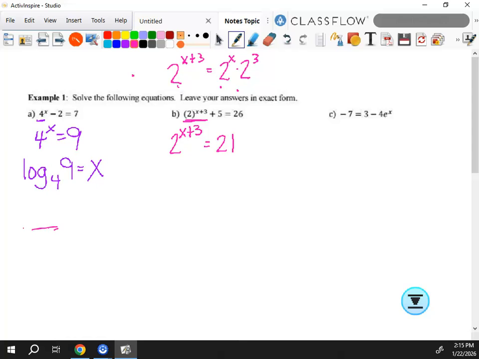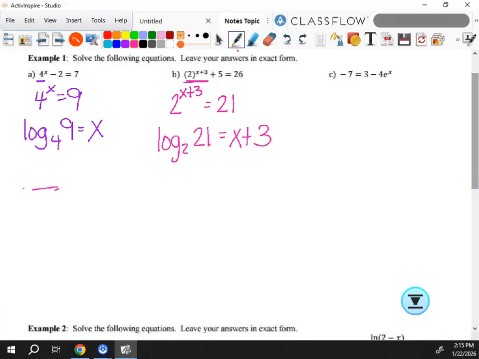Now I can change this to a log. This would be log base what? 2 of 21 equals x plus 3. We all good? All right, so now I don't have x. Now that I've isolated, rewritten it, now I need to isolate x, which means I subtract 3. So I get log base 2 of 21 minus 3 equals x. Do you think I can make that log base 2 of 18? No, because the log base 2 of 21, this in itself, that first term, is some number. Whatever that value is, do you have any concept of what that number is?